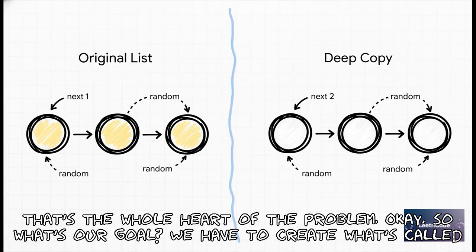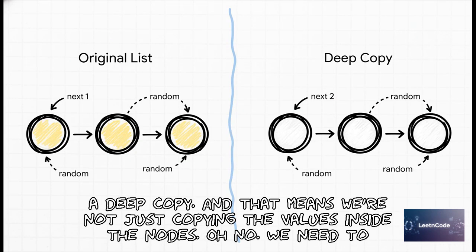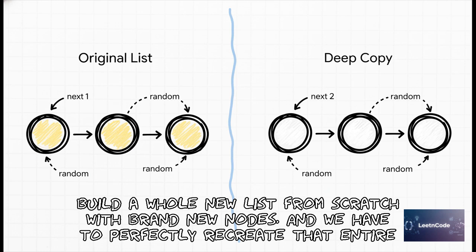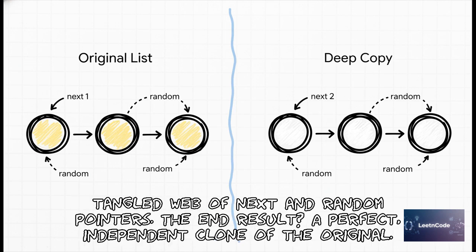Okay, so what's our goal? We have to create what's called a deep copy. And that means we're not just copying the values inside the nodes. Oh no, we need to build a whole new list from scratch with brand new nodes. And we have to perfectly recreate that entire tangled web of next and random pointers. The end result? A perfect, independent clone of the original.